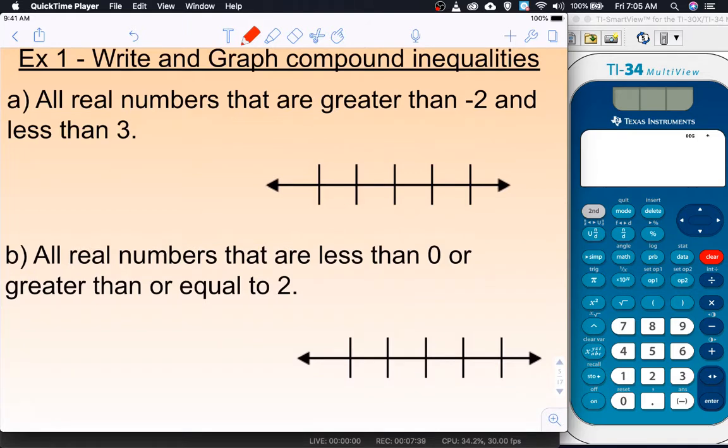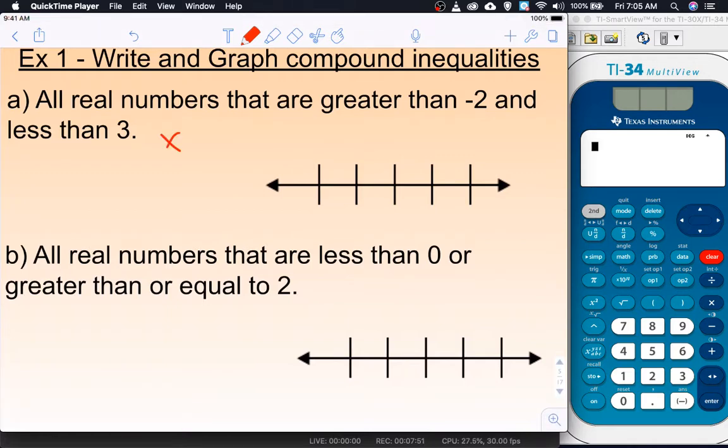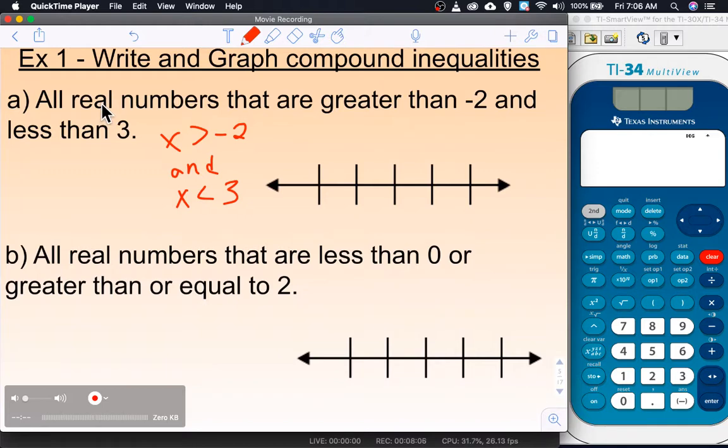So we want to write and graph the compound inequality. So all real numbers that are greater than -2 and less than 3. Okay, all real numbers that are greater than -2 and those numbers are less than 3. So I'm using x for the numbers, the thing we don't know. All real numbers greater than -2, boom, and those same numbers are less than 3. So I wrote it like this. I'm going to graph that.